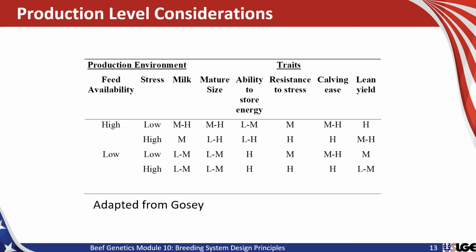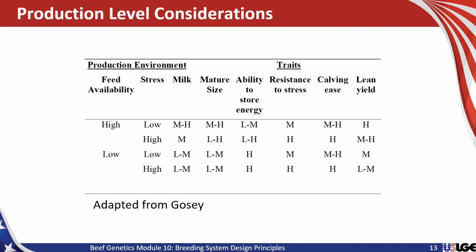This slide was adapted from a former colleague, Jim Gosey, at the University of Nebraska. And it helps define different levels of production given certain environmental constraints. An example, if feed availability is high and environmental stress is low, then biologically animals can be moderate to heavy milking and moderate to large in terms of mature size, because their ability to store energy needs only to be low to moderate.